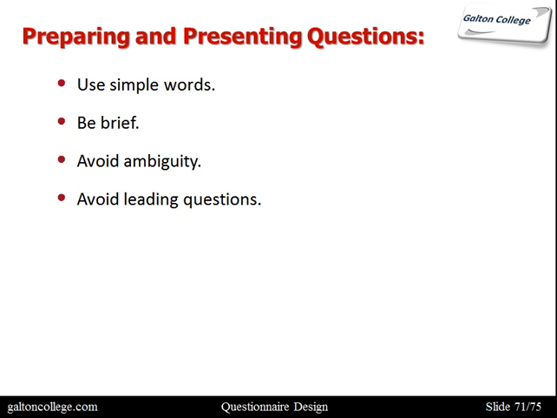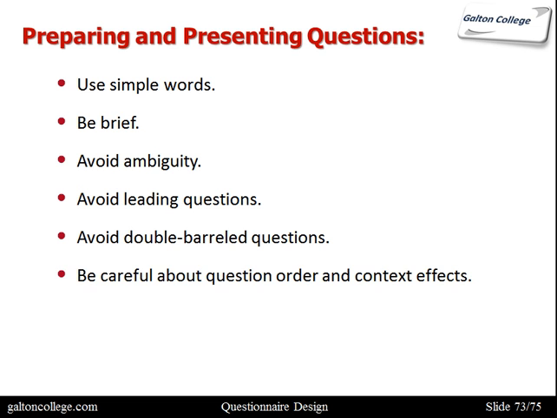So try to avoid leading questions. Ask the question as neutrally as possible. A neutral question will give good results. And avoid double-barreled questions, as we've just seen earlier. Be careful about question order and context effects as well. Be careful that the questions are logical. One must follow from the next, and the respondent must see that. If the respondent sees it, the respondent will be happy. And make sure the context of the questions is also understood.